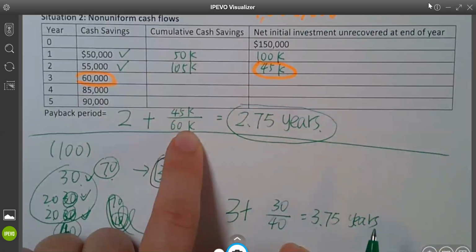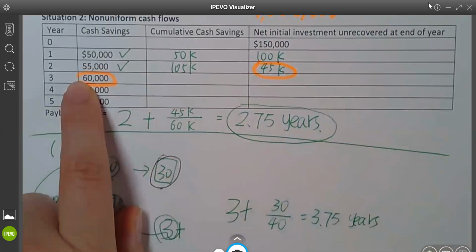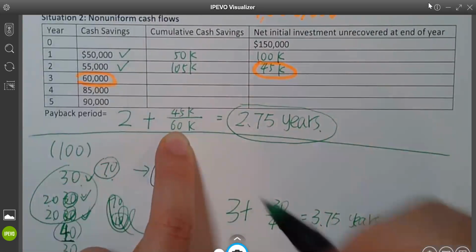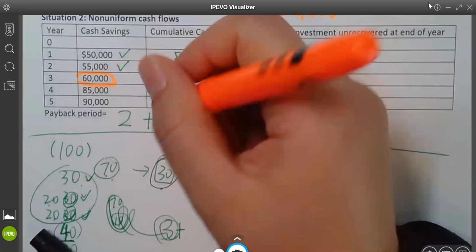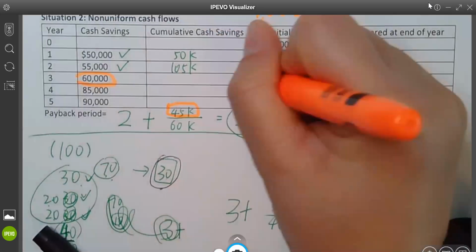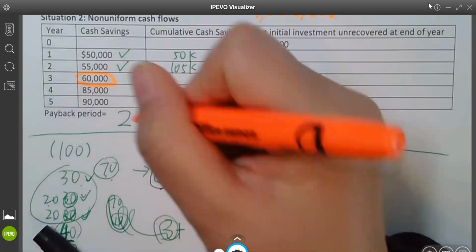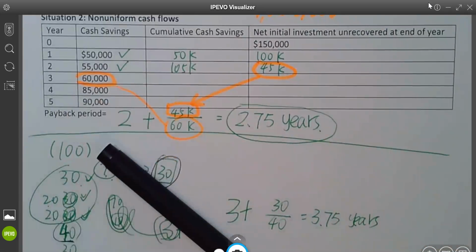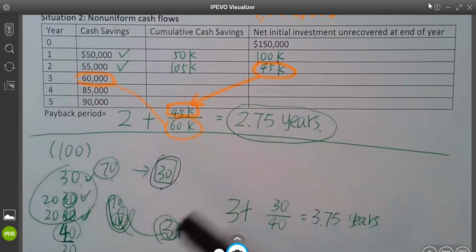I don't need to wait to finish the full third year because I don't need to get 60,000. I just want to get the balance of 45,000 out of 60,000 in the third year. So I just need to wait 0.75 years in the third year. So in total, I need 2.75 years. Okay, that's it for the non-uniform cash flow.